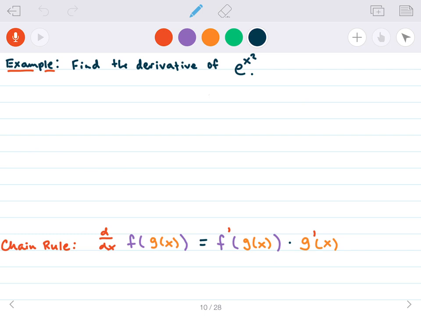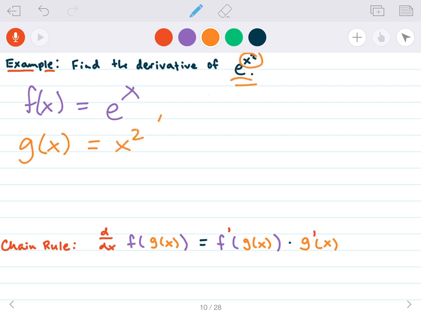Let's do another example. So we want to find the derivative of e to the x squared. What's my outer function that's easy to differentiate? It's just e to the x. What's g of x? Well, whatever I plugged in for x into this. And what did I plug in? I plugged in x squared into my variable x to get what I started with.